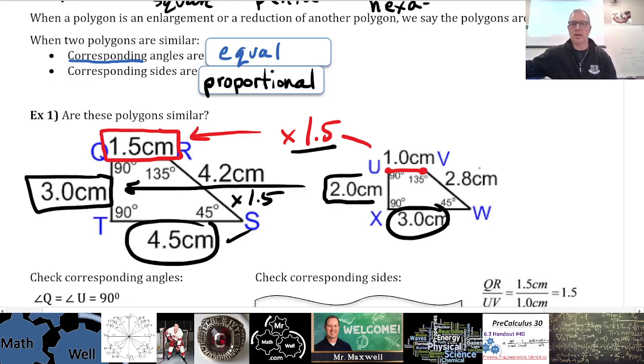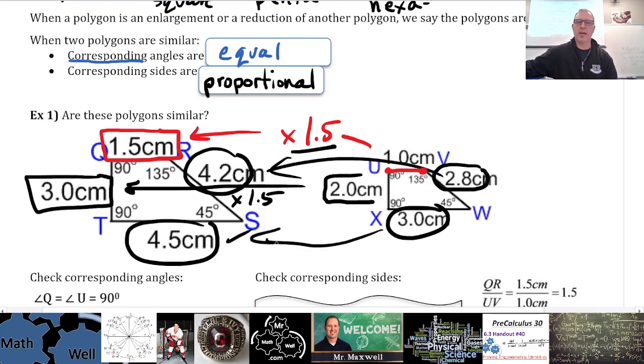Nice. Tough one here, or did I just do this one? No, I did. Yeah, I just did this one. 2.8 times 1.5 is 2.8 plus half of that, which is 1.4. So 2.8 plus 1.4 is 4.2. So all of the sides are corresponding. They have the same scale factor.